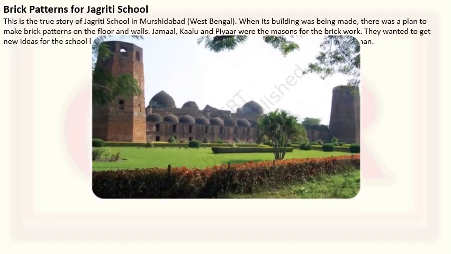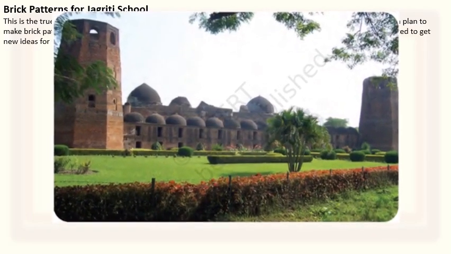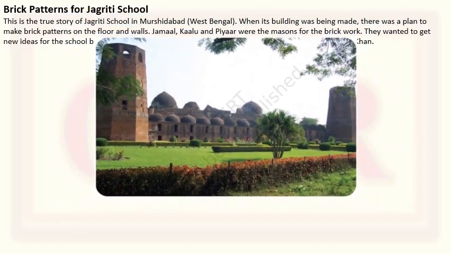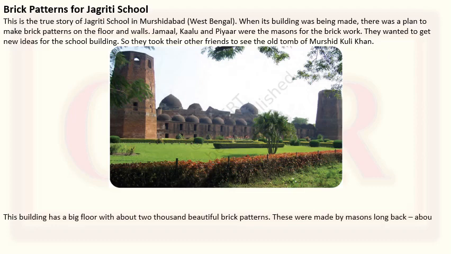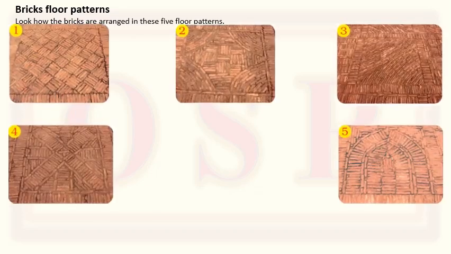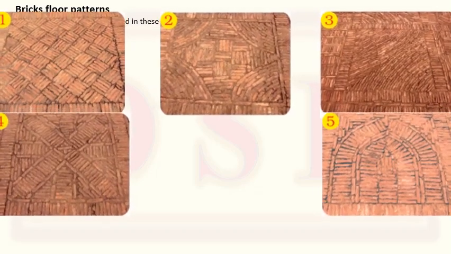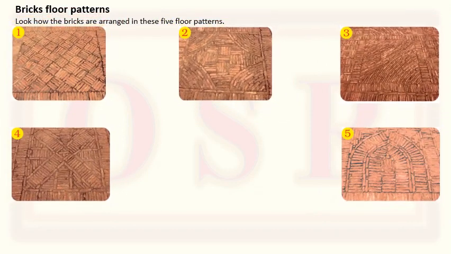This is the tomb. This building has a big floor with about 2000 beautiful brick patterns. These were made by masons long back, about 300 years ago. Brick floor patterns. Look how the bricks are arranged in these 5 floor patterns. Wow, they look beautiful, isn't it, guys?